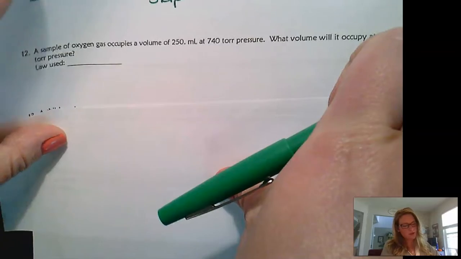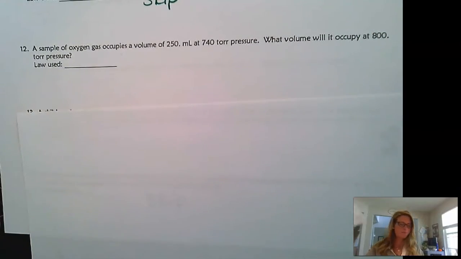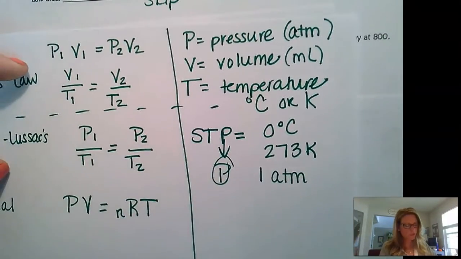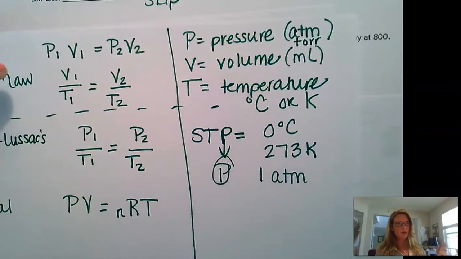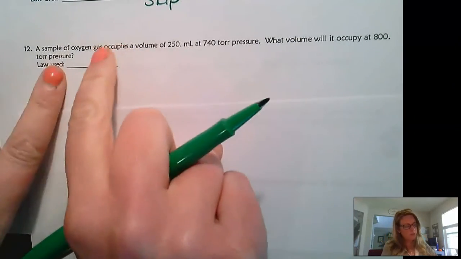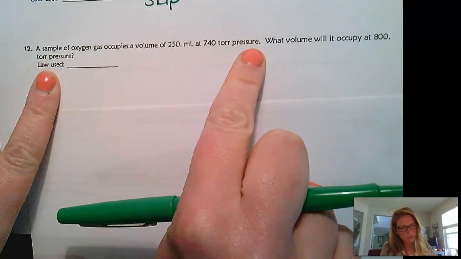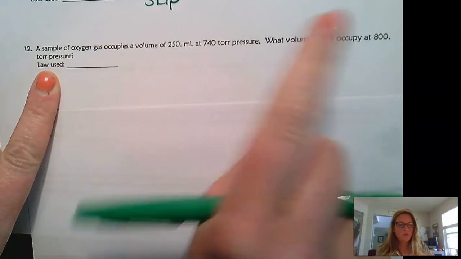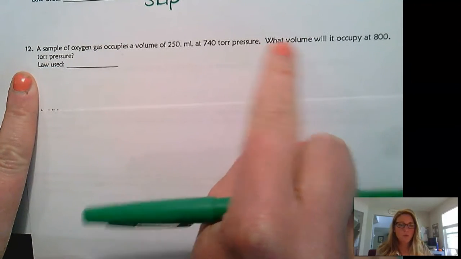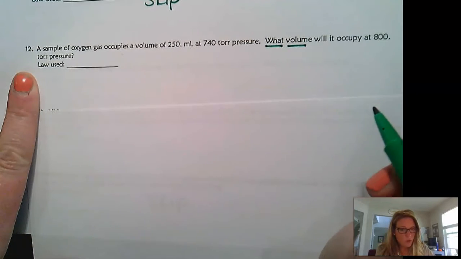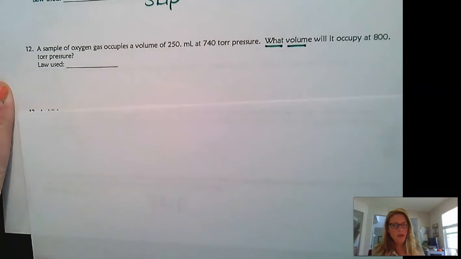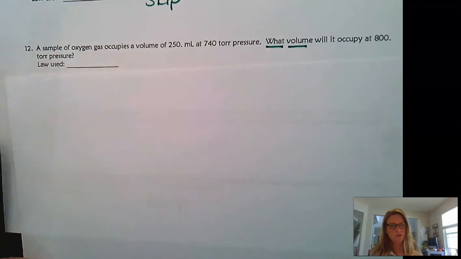Okay, sorry, I should have put that on y'all's paper earlier. I didn't. If you go back to your cheat sheet or your fact sheet here, atmospheres or torrs, okay? They did say torrs of pressure, so they're telling you. So the first thing I want you guys to do is find what volume we're going to be solving for: what volume will it occupy at 800 torrs of pressure.